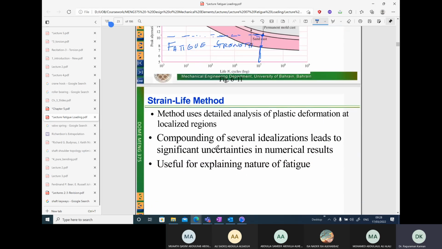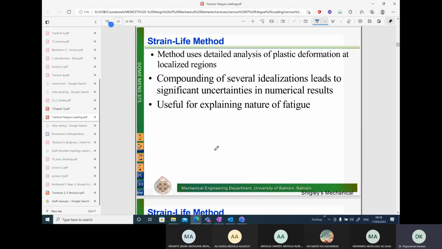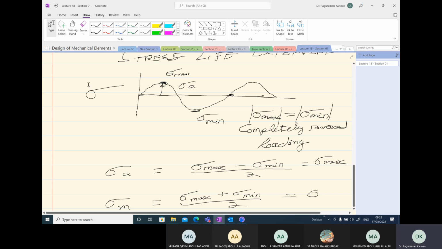All right, so now let's go to the strain life method. In the strain life method, what do we do? What kind of experiment is done? In the stress life method, we controlled the stresses applied on the material. We control the maximum stress and minimum stress.